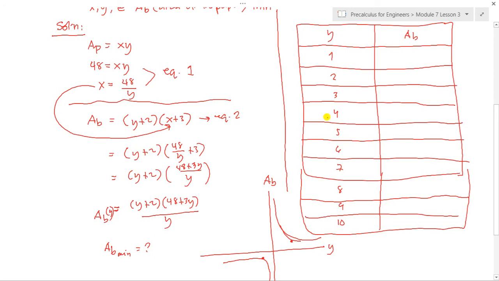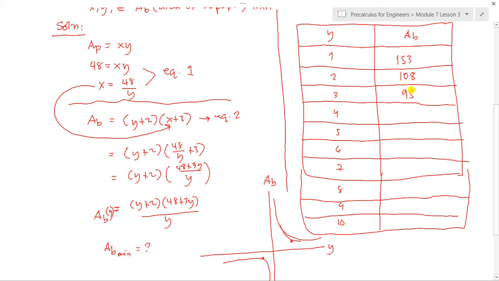So, start sa 1. That is 2 plus 1 is 3, multiplied by 48 plus 3, divided by 1. The answer is 153. How about for 2? That is 4 times 48 plus 3 times 2 is 6. Divide by 2. The answer is 108. Kung 3 na pod, 3 plus 2 is 5. 48 plus 9 divided by 3, the answer is 95.